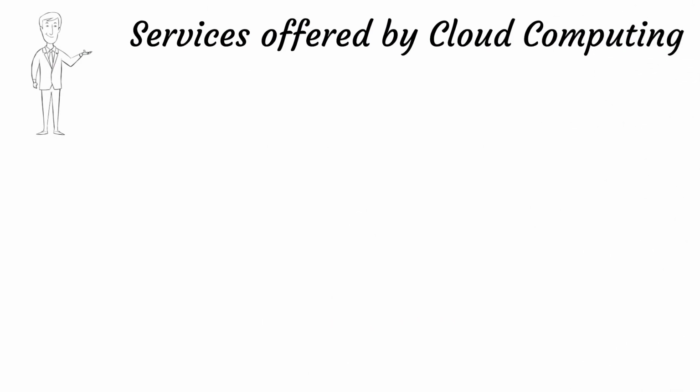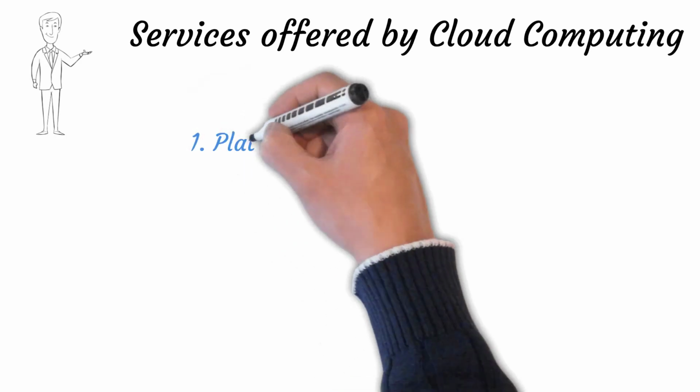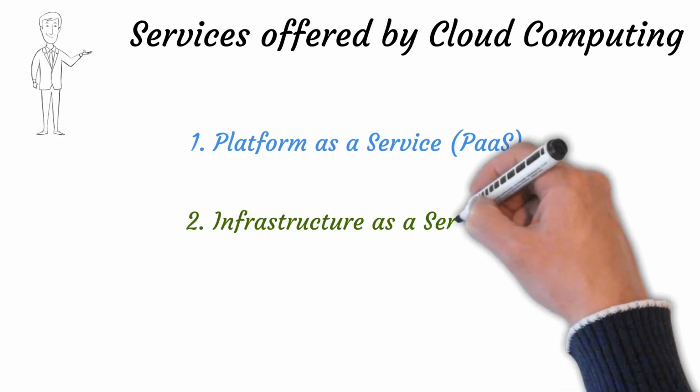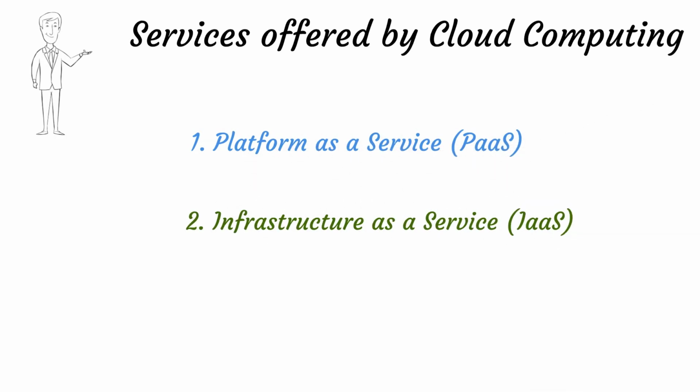Alright, so coming to different services offered by cloud computing. Cloud computing services falls into three categories. Platform as a service. In this type of service, a vendor offers access to a cloud-based environment in which users can build and deliver applications. Infrastructure as a service. In this, a vendor offers storage, networking, servers, and other computing resources in the cloud. Software as a service. It is a cloud computing service where a vendor offers cloud-based software.